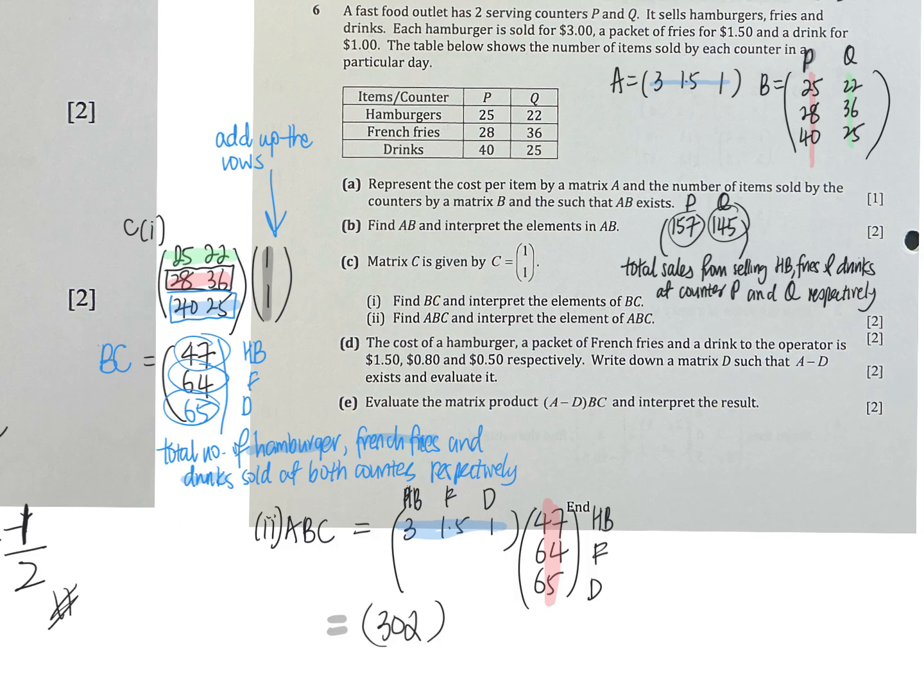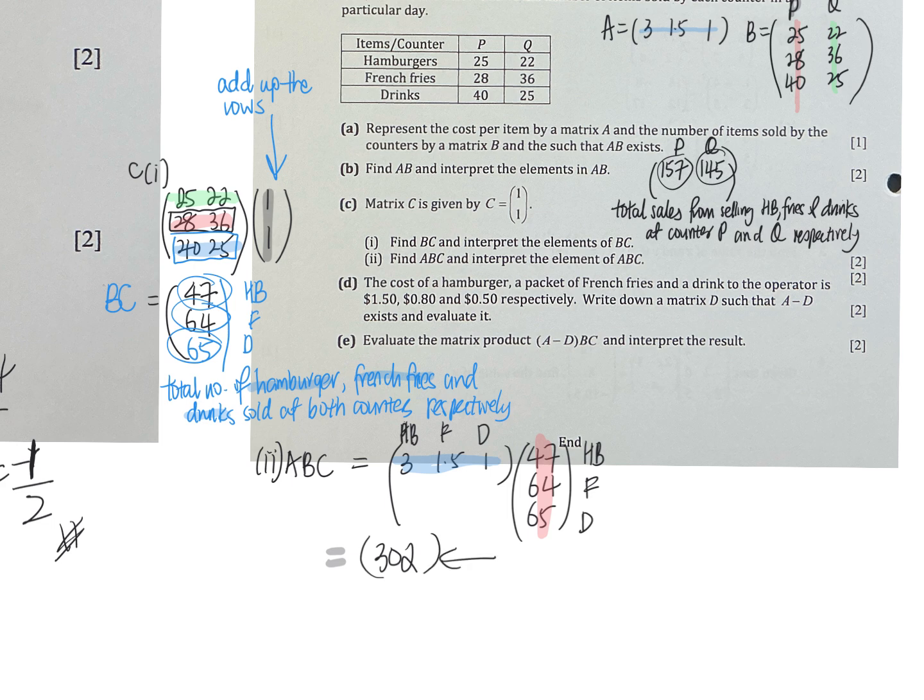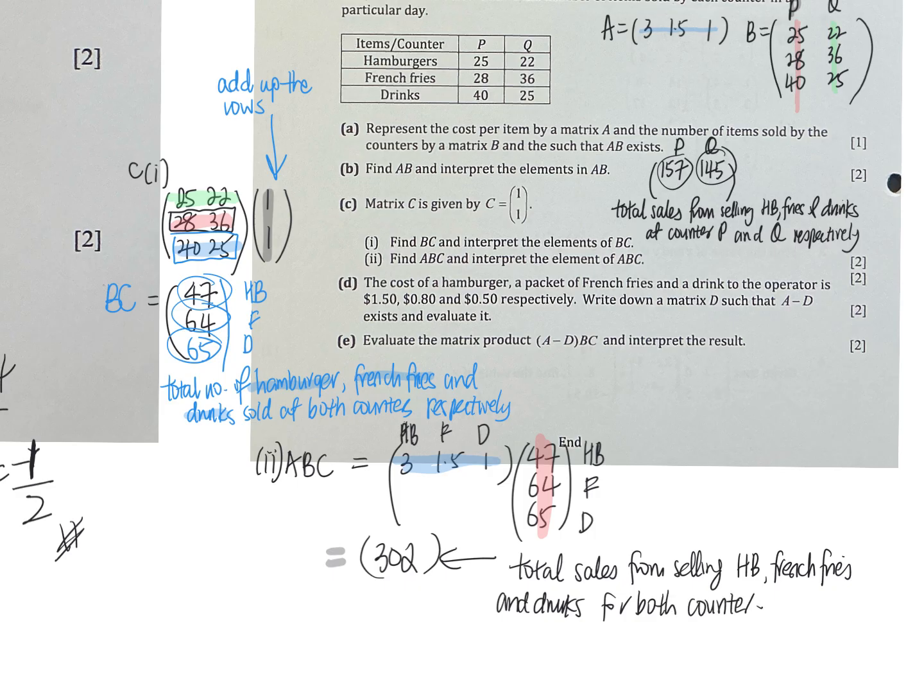So they ask you, what is this element representing? It is the total sales from selling hamburger, French fries, and drinks for both counters. No respectively, because only one element. So this is your total sales. That means for both the counters, from selling hamburger, French fries, and drinks, they earn $302.